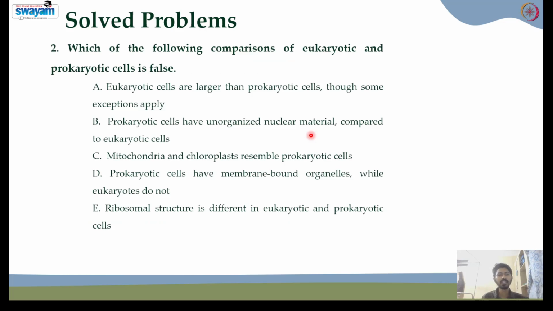Which of the following comparison of eukaryotic and prokaryotic cell is false? I will repeat it. Which of the following comparison of eukaryotic and prokaryotic cells is false? Option A, eukaryotic cells are larger than prokaryotic cells, though some exceptions apply. Option B, prokaryotic cells have unorganized nuclear materials compared to eukaryotic cells. Option C, mitochondria and chloroplast resemble prokaryotic cells. Option D, ribosome structures are different in eukaryotic and prokaryotic.